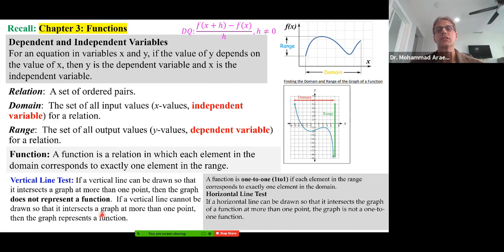The last but not least, a function is considered to be a one-to-one function if each element in the range corresponds to exactly one element in the domain, and it has to pass the horizontal line test. Now, what is a horizontal line test? If a horizontal line can be drawn so that it intersects the graph of a function at more than one point, the graph is not a one-to-one function.